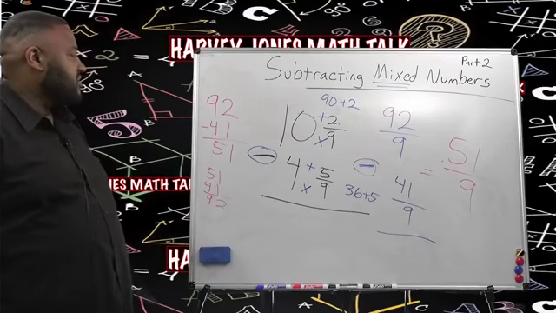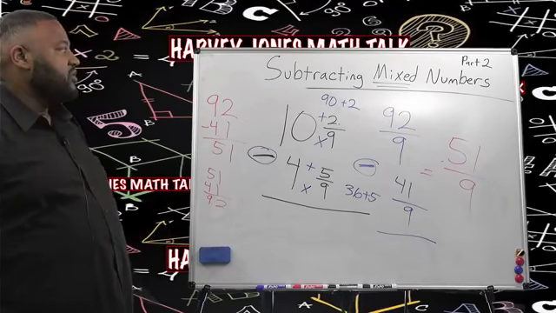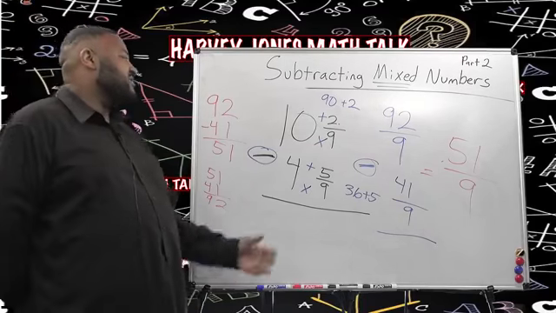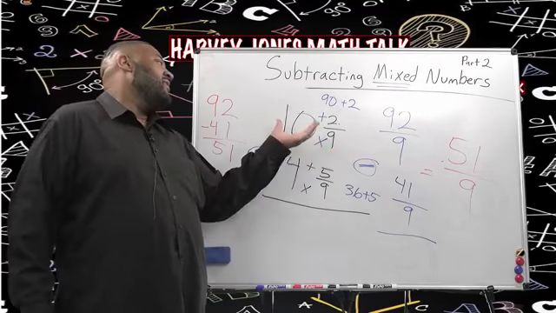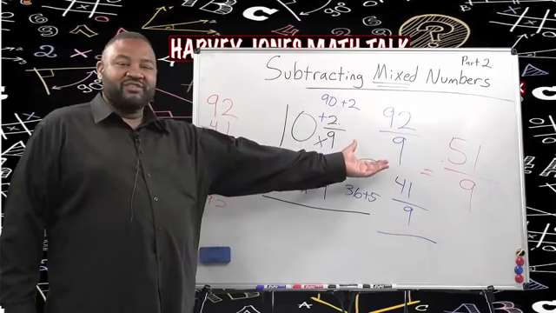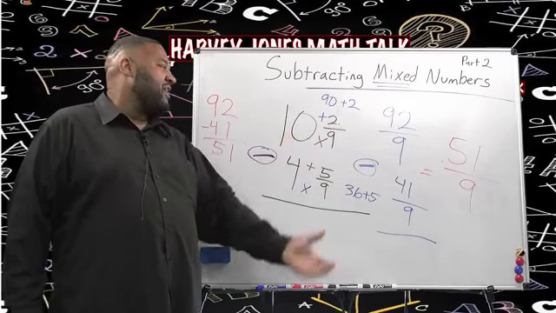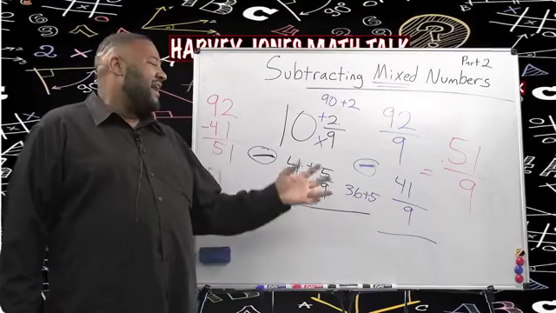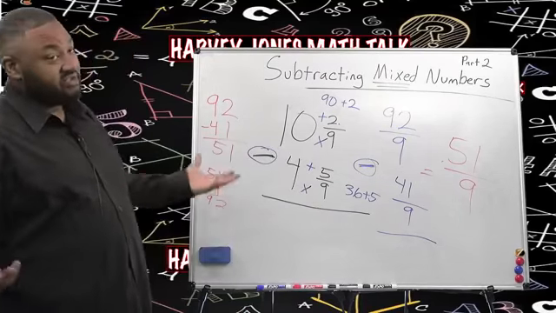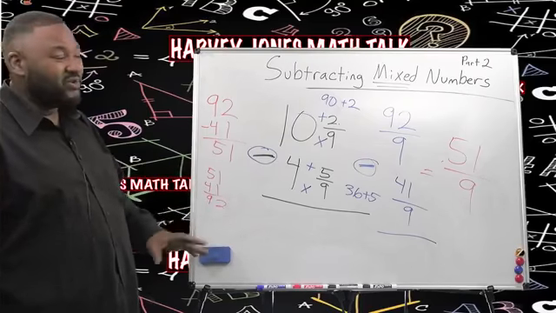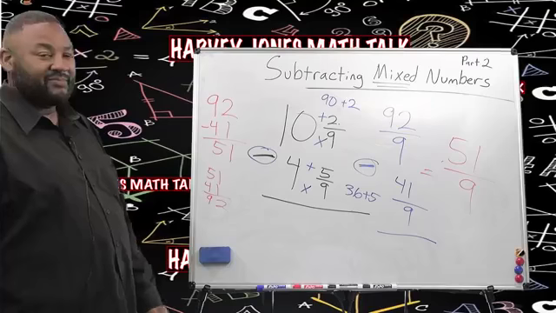Questions or concerns? All we're doing when we're subtracting our mixed numbers, the first thing I'm doing is showing you how to go from a mixed number to an improper fraction. Once I put it in improper fraction form, I am just subtracting. Your bottom number, which is your denominator, is going to stay the same.